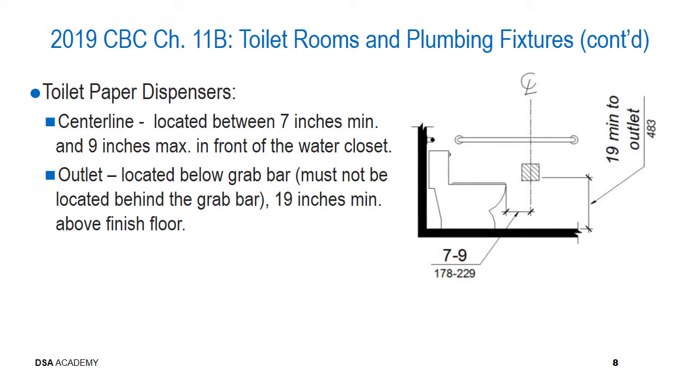Toilet paper dispensers must be located with their center line between 7 inches minimum and 9 inches maximum in front of the water closet. The outlet must be located below the grab bar, and it must not be located behind the grab bar, 19 inches minimum above the finished floor.